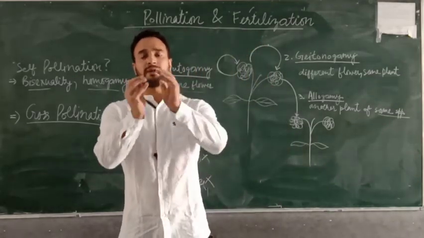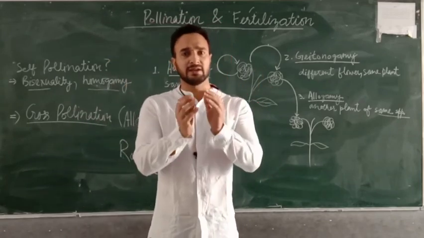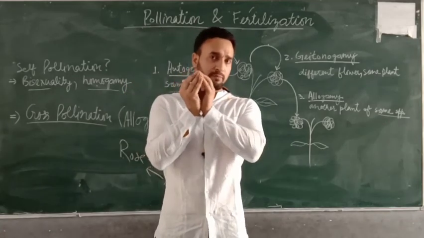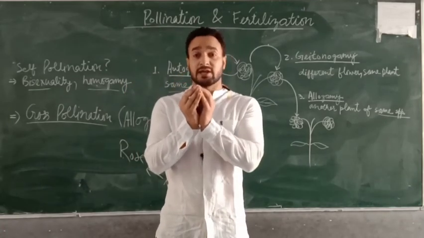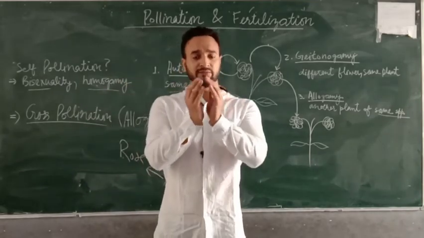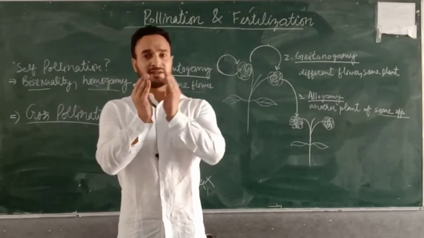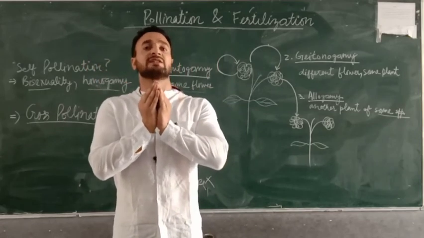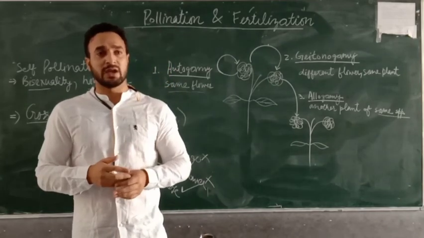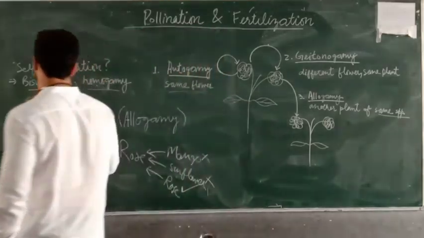The flowers always remain closed; they do not open. Which means that the male and the female parts are always covered by the petals, or in some cases sepals as well, which means that the flower does not open. So in that condition, it is very likely that the male and female parts inside this closed flower will self-fertilize, which will result in self-pollination. And those flowers are called clistogamous flowers.